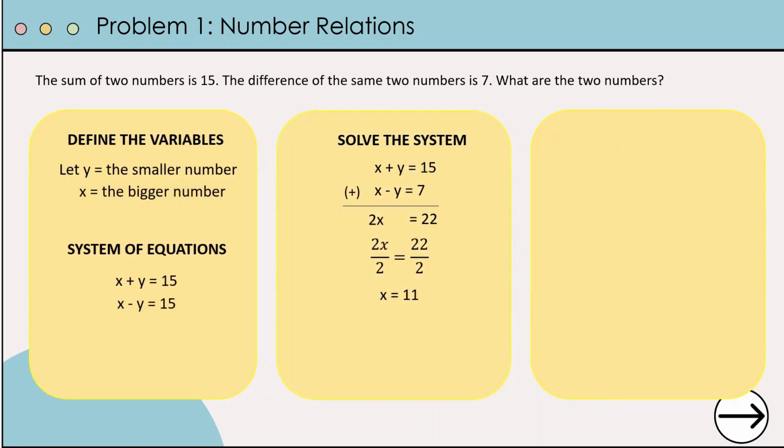Since we already solved for the value of x, this time let's solve for y. Let's get one equation from our system of equations. For this one, let's have x plus y equals 15. Since we already know the value of x, we can substitute it, and then it becomes 11 plus y equals 15. Let's isolate y and put 11 on the other side of the equation, and it becomes y equals 15 minus 11. We simplify, y equals positive 4. Therefore, the numbers that we are looking for are 4 and 11.